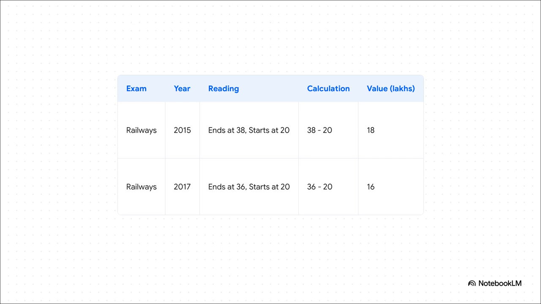For that railways exam back in 2015, the segment ends at 38 on the scale and it starts at 20. So what's the math? Just 38 minus 20. The actual value is 18 lakh. See? What looked like a crazy complex chart a minute ago is now just basic subtraction. It really is that simple.